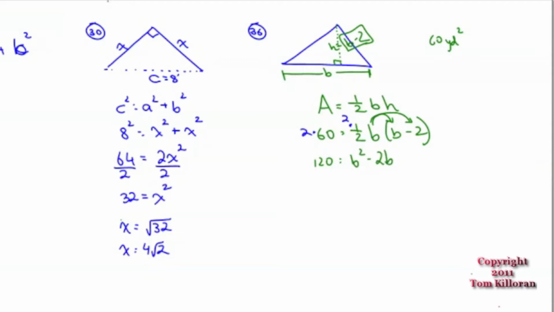How do we solve this equation? Get it equal to 0. Move the 120. So you get 0 equals b squared minus 2b minus 120.